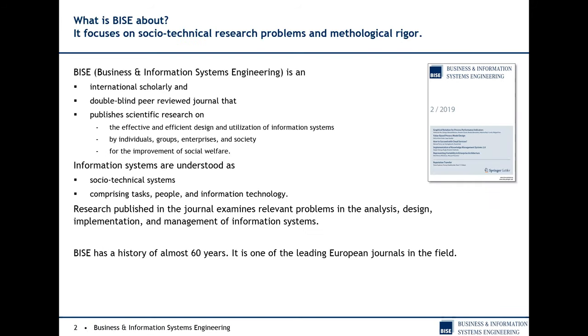So what is the BISE journal? Maybe you heard about BISE already. BISE is the abbreviation for Business and Information Systems Engineering. It's an internationally scholarly journal, double-blind review process, and it publishes scientific research in the area of information systems. And information systems are here in this context understood as socio-technical systems that comprise tasks, people, and information technology. That means BISE focuses on research that bridges across technical and social and managerial issues.